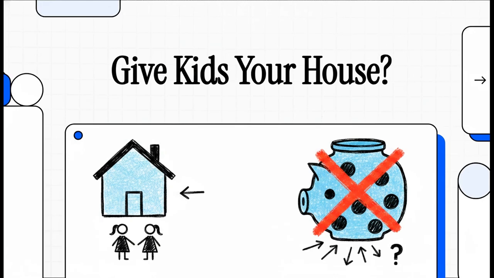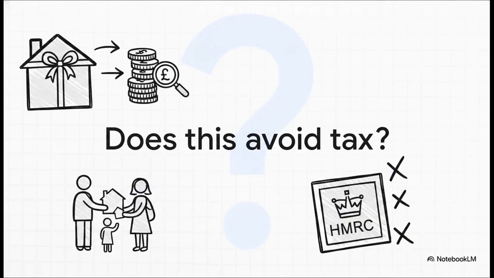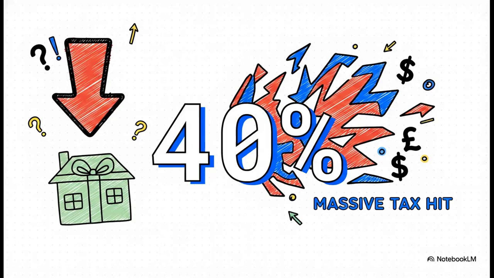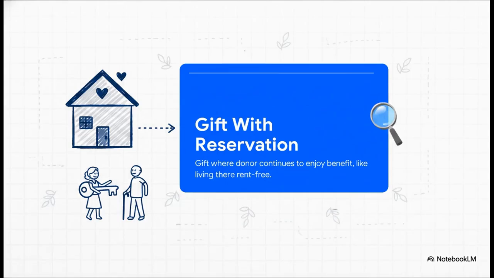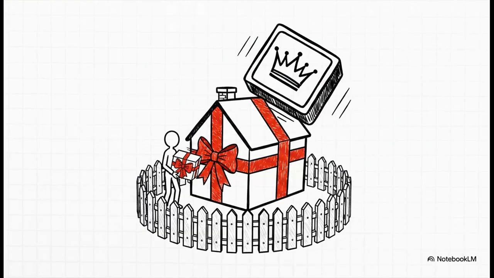Think giving your house to your kids magically avoids inheritance tax? Let's clear that up. People swear this lets their family totally dodge HMRC tax bills. Spoiler alert, it doesn't. Fall for this trap, and your family gets slapped with a brutal 40% tax hit. It's called a gift with reservation. Basically, you gave it away but still live there rent-free. Because of that, HMRC literally ignores the gift entirely. It stays right in your taxable estate.